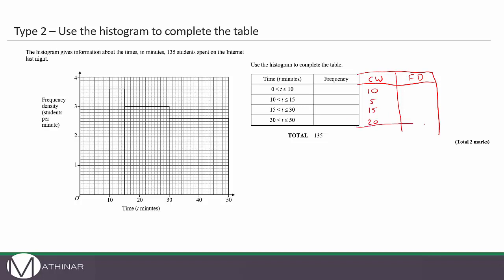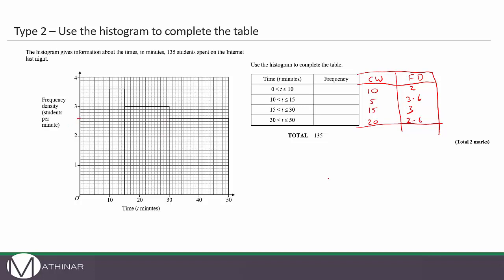The next thing you can do is fill in the frequency densities, because we have the histogram drawn and we can just read off the values. The bar that goes from 0 to 10, which is this bar here, has a frequency density of 2. The bar from 10 to 15 has a frequency density of 3.6. The bar that goes from 15 to 30 has a frequency density of 3. And the bar that goes from 30 to 50 has a frequency density of 2.6.